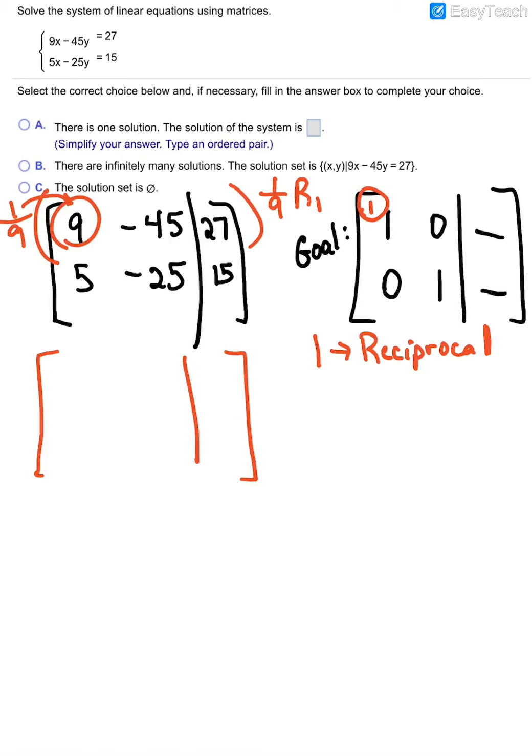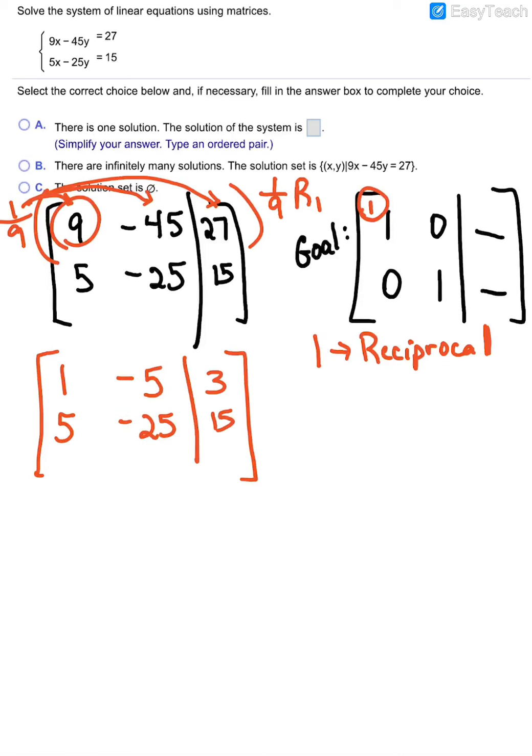So 1 over 9 times 9 is 1. 1 over 9 times negative 45 would be negative 45 over 9, but that reduces to negative 5. And 1 over 9 times 27 would be 27 over 9, but that reduces to 3. All right, bring row 2 down. It's not changing at this point.